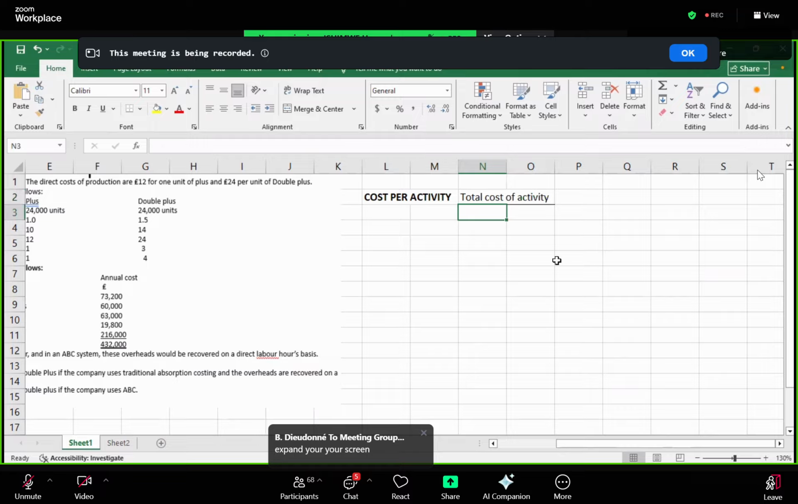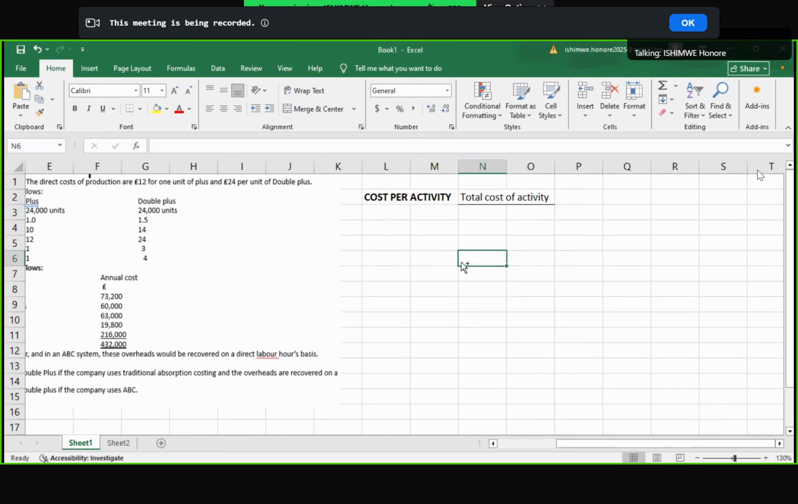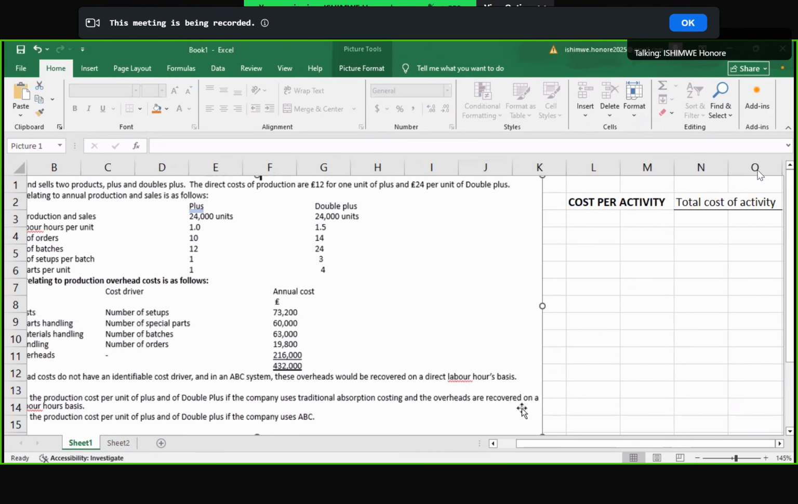Any question? Expand the screen. I hope now I have expanded. I hope you can see.